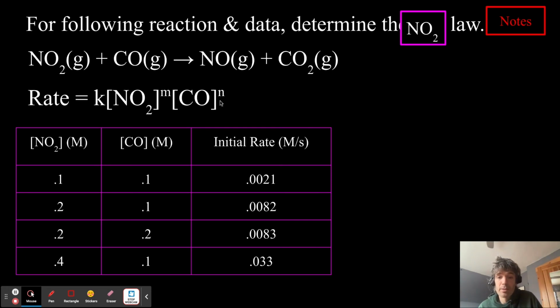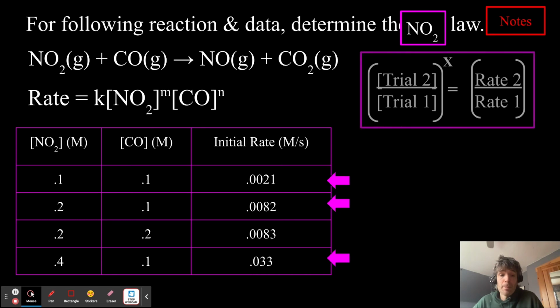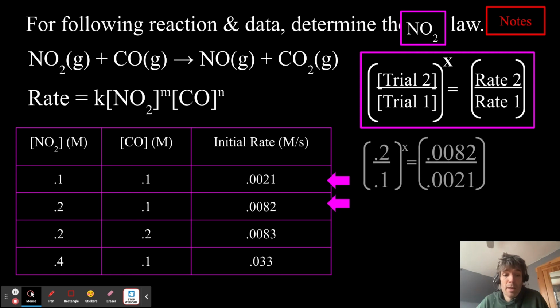I'm going to need to find two trials where the carbon monoxide stays the same. You'll notice there are 3 of them: the first, second, and fourth trials. It doesn't matter which 2 I choose. Then I'm going to plug my data into my formula. I'm going to choose the first 2 trials and plug it in.